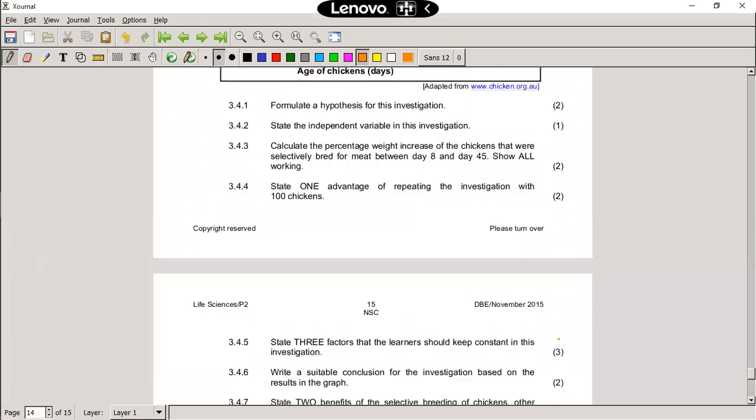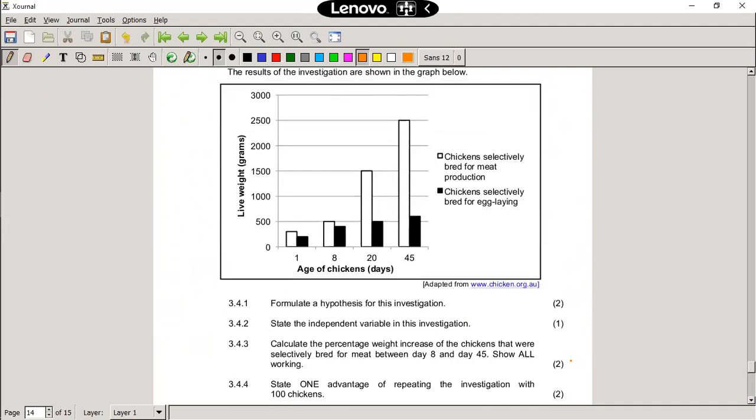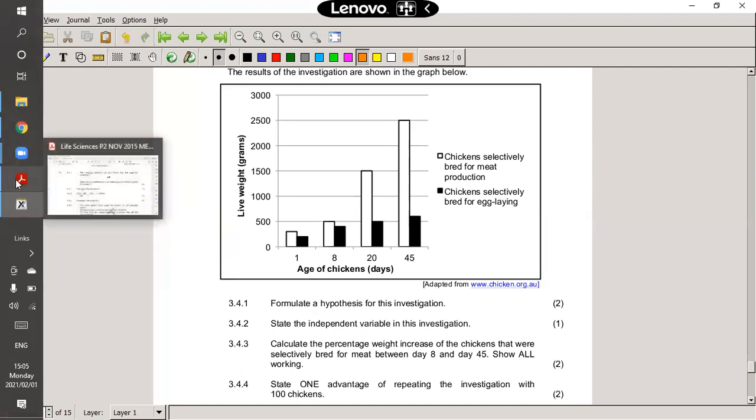Okay, so it asks us, calculate the percentage weight increase of the chickens that were selectively bred for between day 8 and day 45 and show all calculations. So you've got to take day 45 and minus day 8. In this case, it's 2,500 minus 500, and then divided by 500 because it's a percentage increase, and then times 100. So let's take a look at the formula if they did the same.